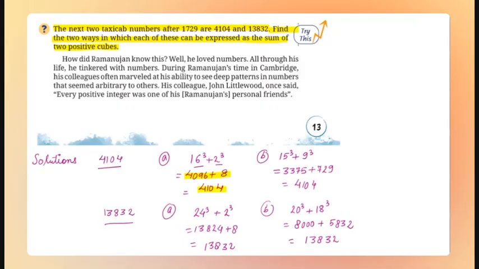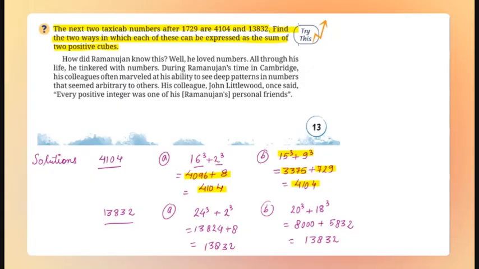Similarly, 4104 can also be written as 15 cube plus 9 cube. 15 cube is 3375 and 9 cube is 729. When you again add them up, you will get 4104. So this is a taxicab number that can be represented as a sum of two positive cubes and in two different ways as well.